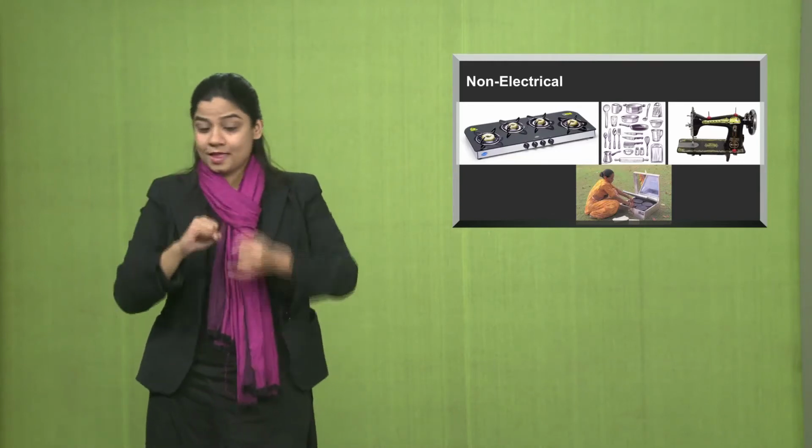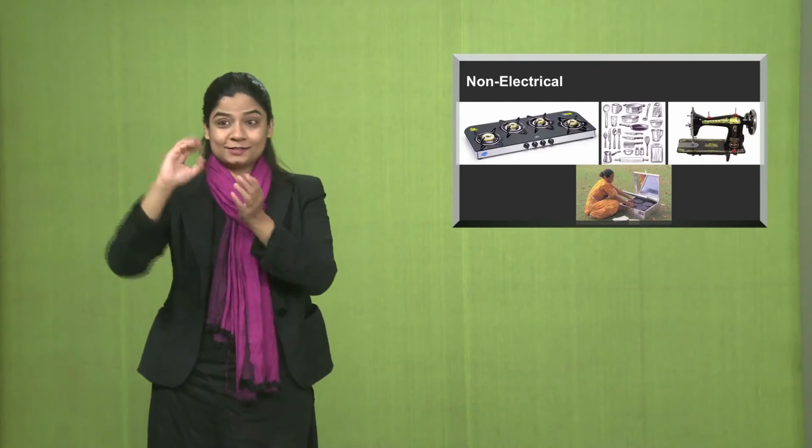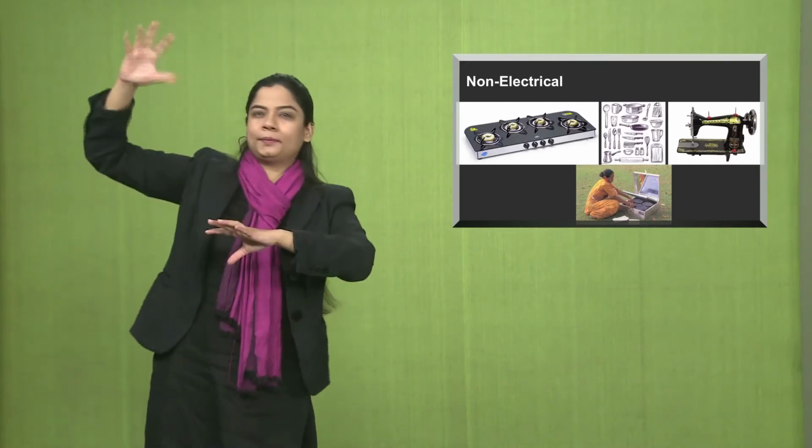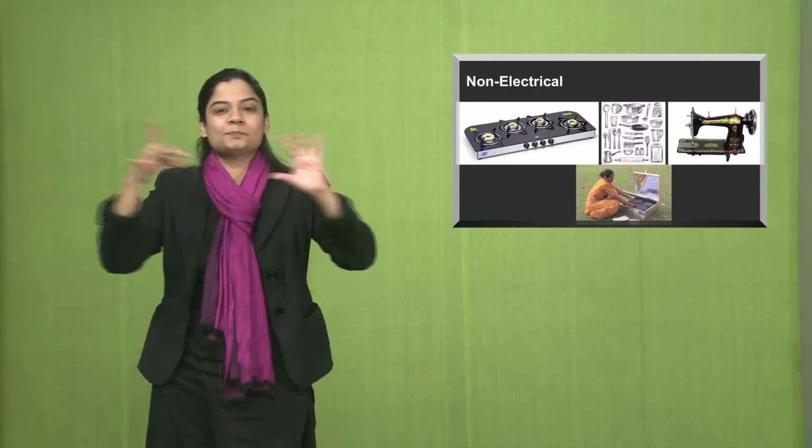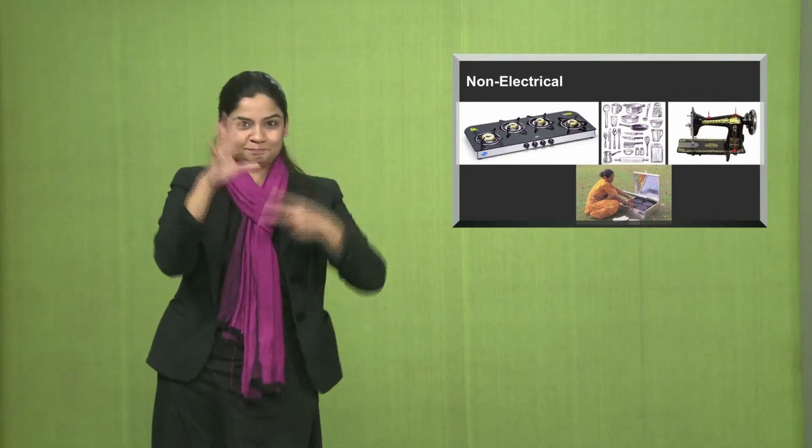And remember, we talked about solar cookers in some chapters. Solar cookers that can cook food using the natural sunlight also don't need electricity. Remember that.